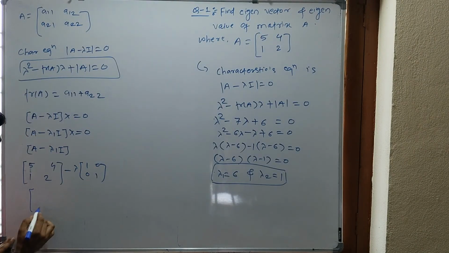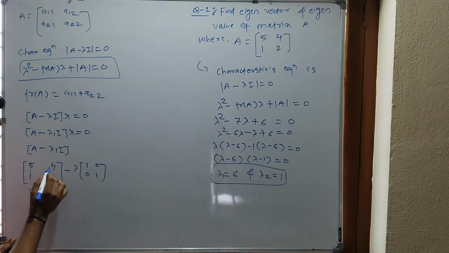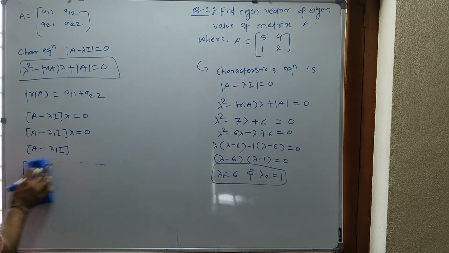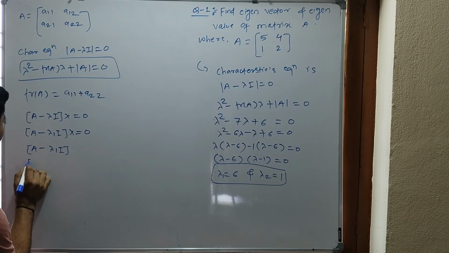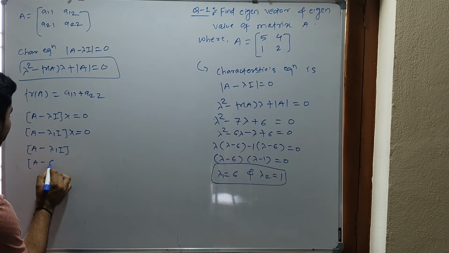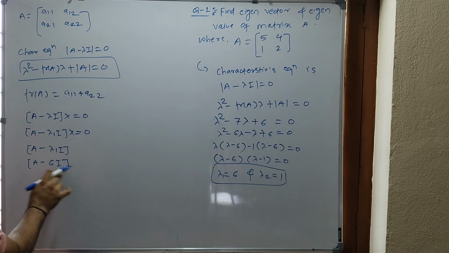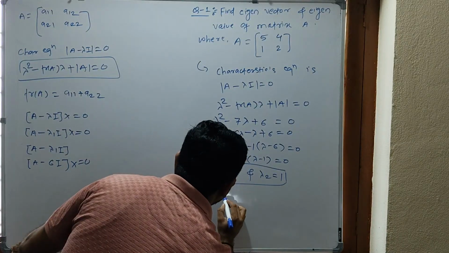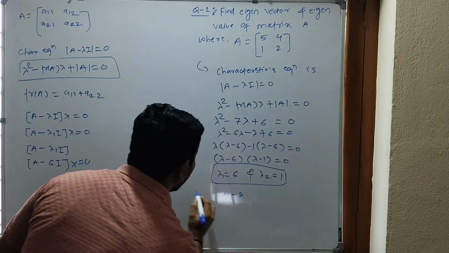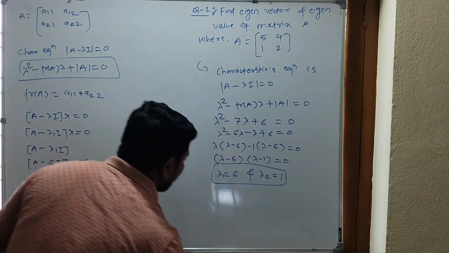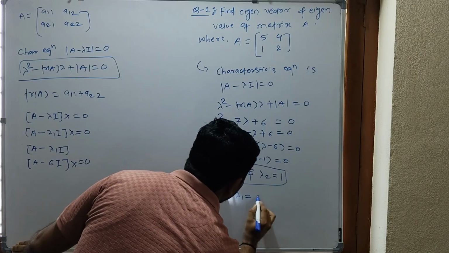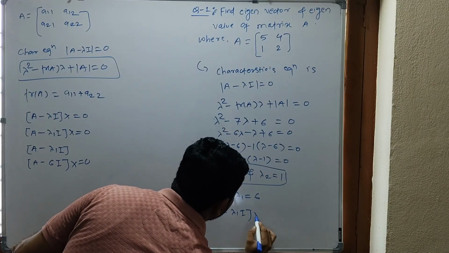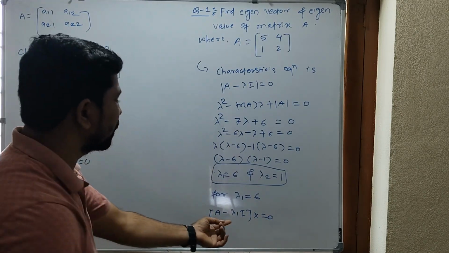After writing this it becomes 5 minus lambda. Here lambda 1 is 6, so I will put the value: A minus 6 into I. I will write this matrix into X, which is equal to 0, for lambda 1 equal to 6. So A minus lambda 1 into I into X is equal to 0. I want to solve this homogeneous system of equations for lambda 1.